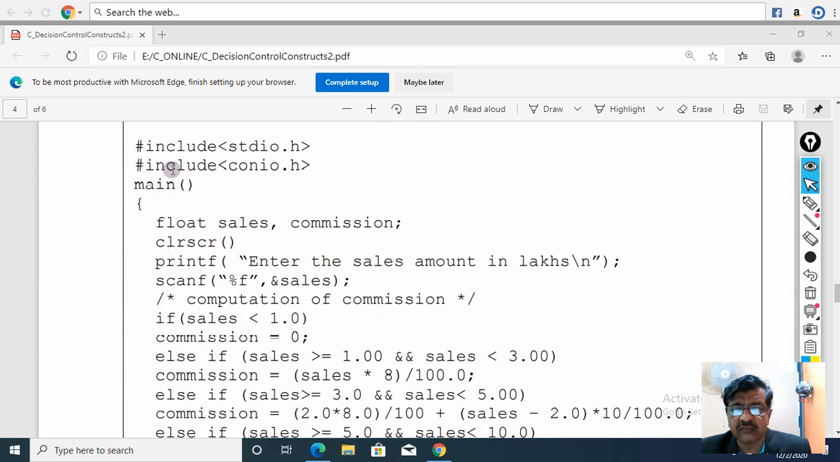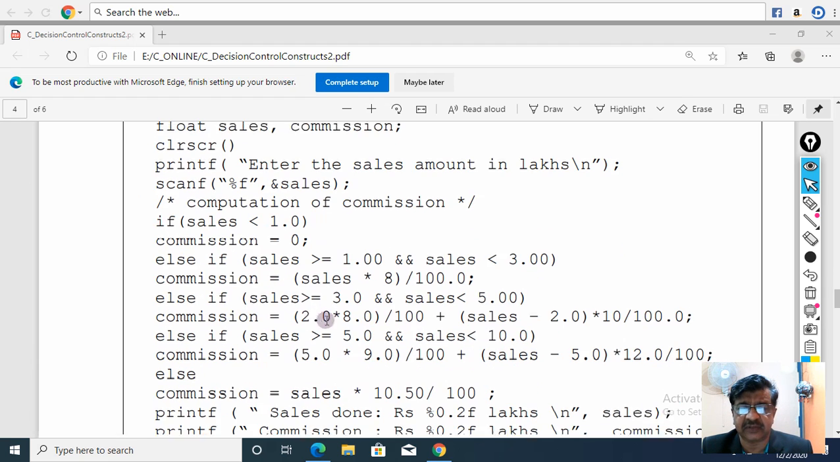So here sales could be float because it could be 1 lakh point 90, 1 lakh point 90 rupees. Commission is another variable. Enter the sales amount in lakhs. So the user will enter the sales in lakhs. He may enter 3.5, 4.5, anything like this.